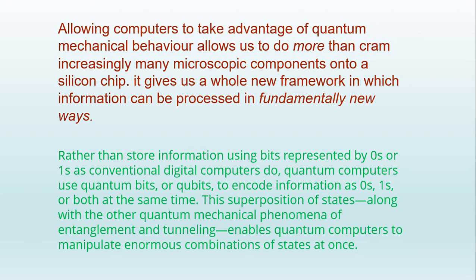Rather than storing information using bits represented by 0 or 1, as conventional digital computers do, quantum computers use quantum bits, or we call them qubits. Qubits help us to encode information as 0 and 1 or both at the same time. Now this is the difference. In classical computing, it is in the state of 0 or 1 at a time, but in qubits it can be both. This superposition of states, along with the other quantum mechanical phenomena of entanglement and tunneling, enables quantum computers to manipulate an enormous combination of states at once.